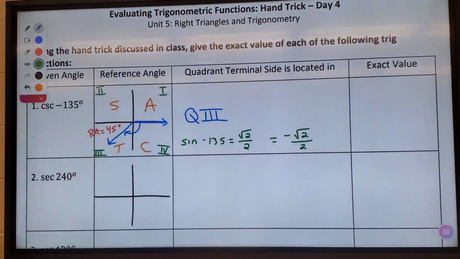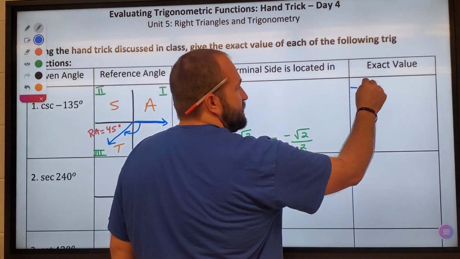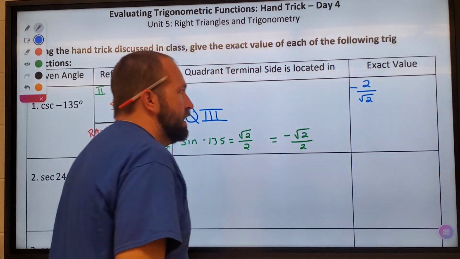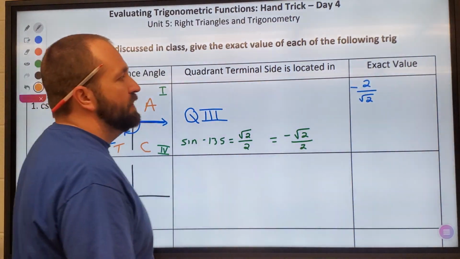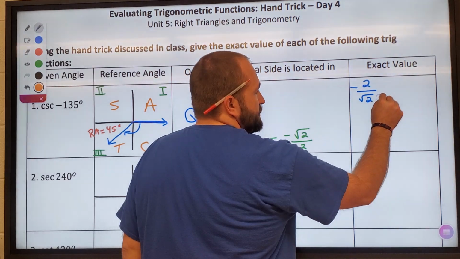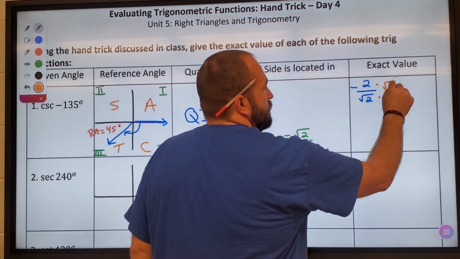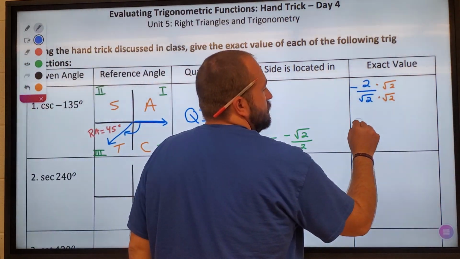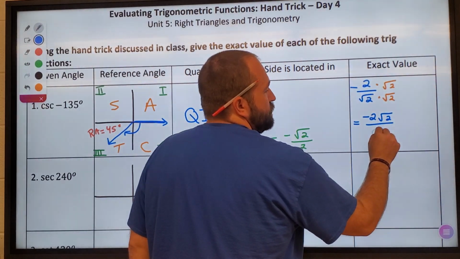However, I'm looking for cosecant. So what I need to do with this is I need to take this and I need to flip it. The sign stays the same, but I have the reciprocal now. Okay, and we'll notice that now we have a square root in the denominator, so I need to rationalize the denominator. I cannot have that square root in the bottom, so I'm going to multiply the top and the bottom by that square root. And I'm going to multiply it, so that gives me negative 2 square root of 2 over 2.